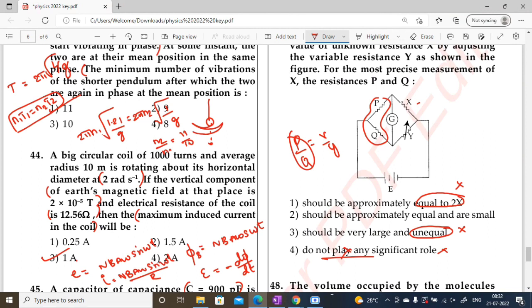Yes, this might be correct because the word I'm checking here is that this should be approximately equal. Yes, P by Q should be equal. So the P by Q ratio helps me to solve the Wheatstone bridge condition. So the second option will be correct.